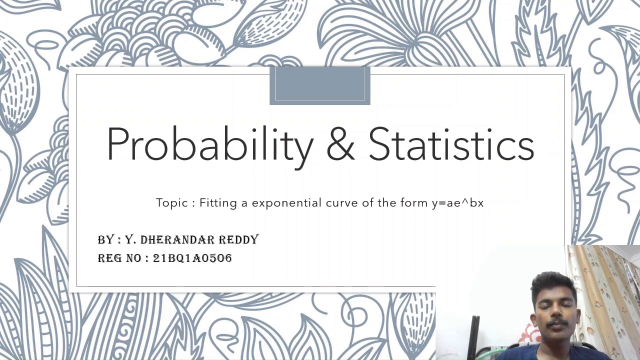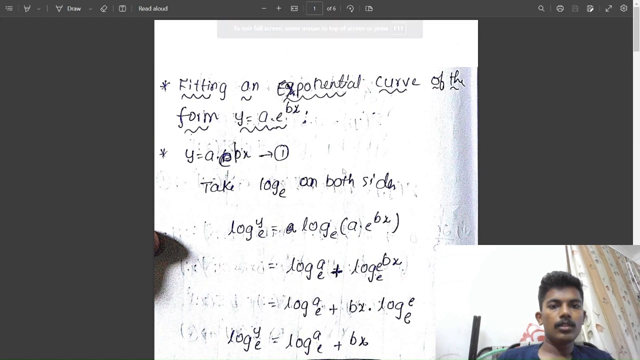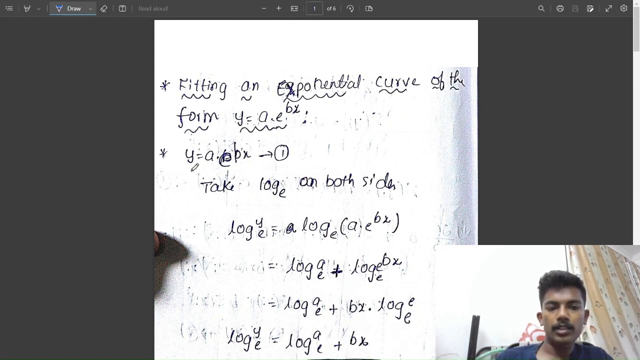Now, in this video, I am going to explain fitting an exponential curve of the form y is equal to a e power bx. Now, let us start the topic. Fitting an exponential curve of the form y is equal to a into e power bx. The given equation form is y is equal to a into e power bx.